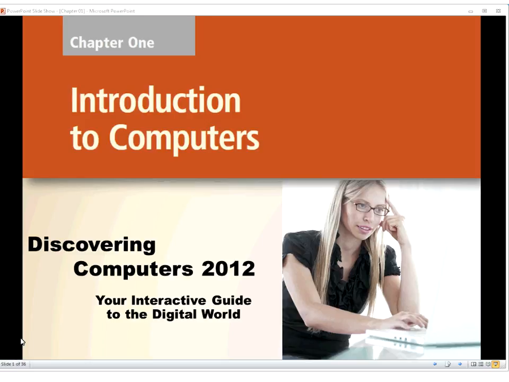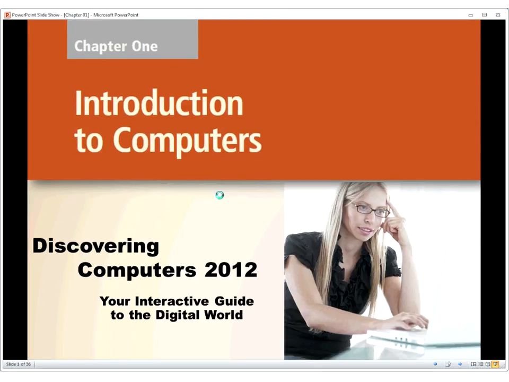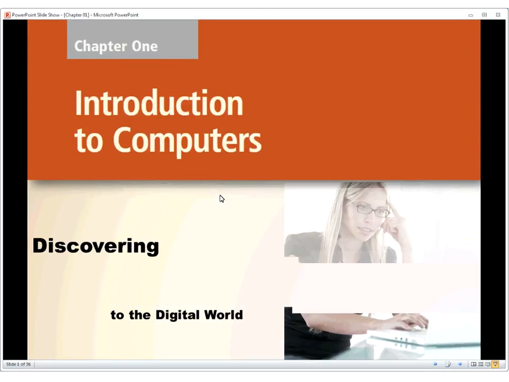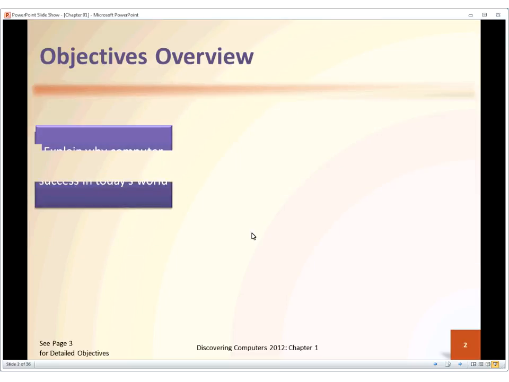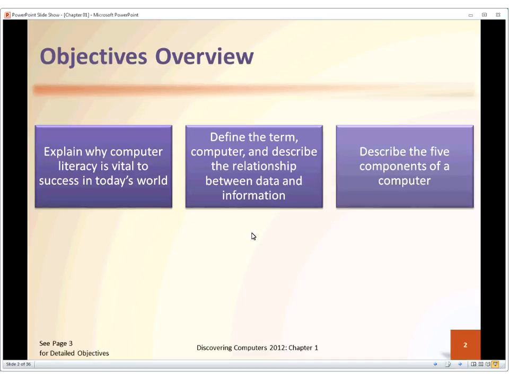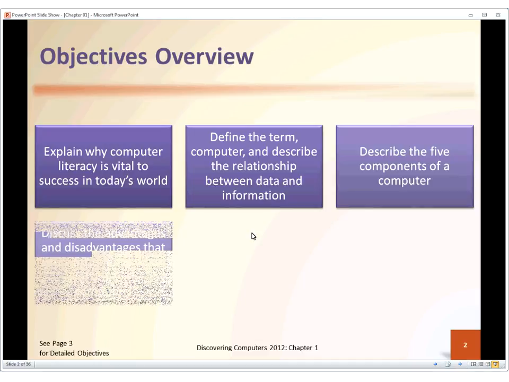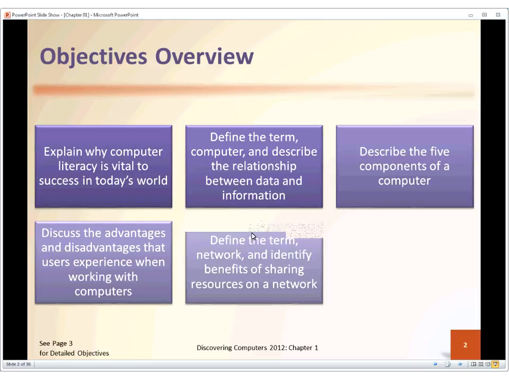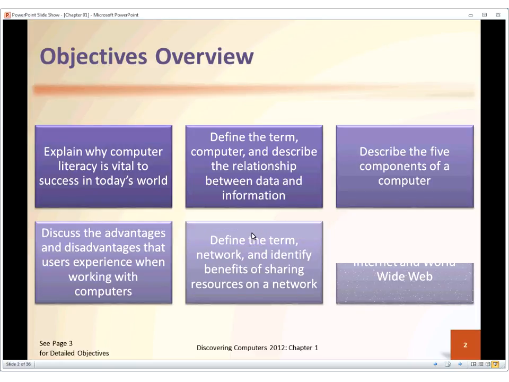So in this chapter, let's move on. There are some objectives. You need to explain why computer literacy is important. You need to define different terms. This first chapter has quite a bit of vocabulary in it. There are some components, five separate components of a computer that the authors have identified. And advantages and disadvantages that users experience when working with computers. It's not all good.